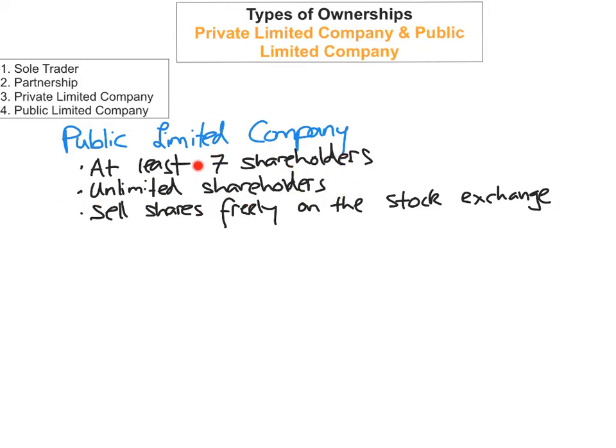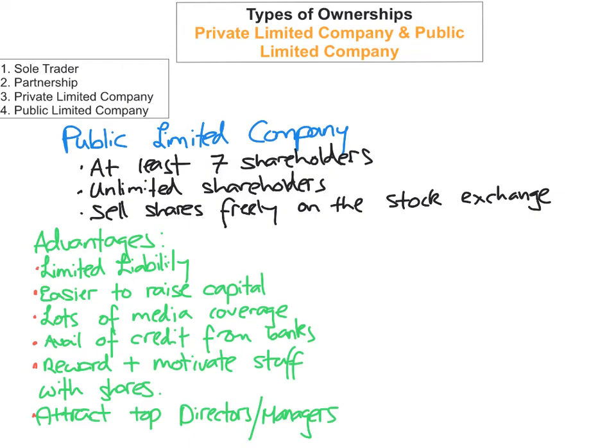With all the other businesses we looked at so far, there was always a limited amount of shareholders that we could have. With a public limited company, there's actually an unlimited amount, and they sell shares freely on the stock exchange. So we're going to look at some of the advantages and disadvantages. There are many more advantages, but these are just a few that I've noted down.